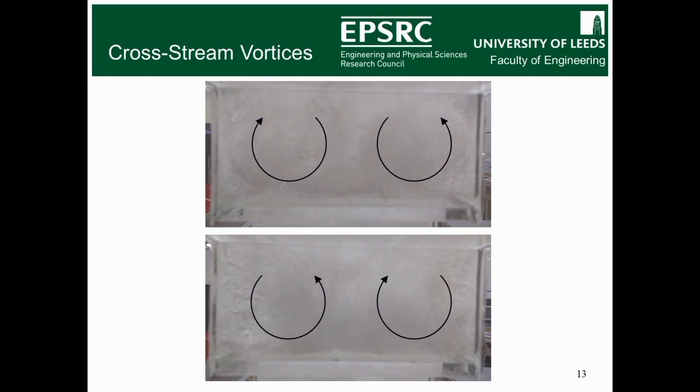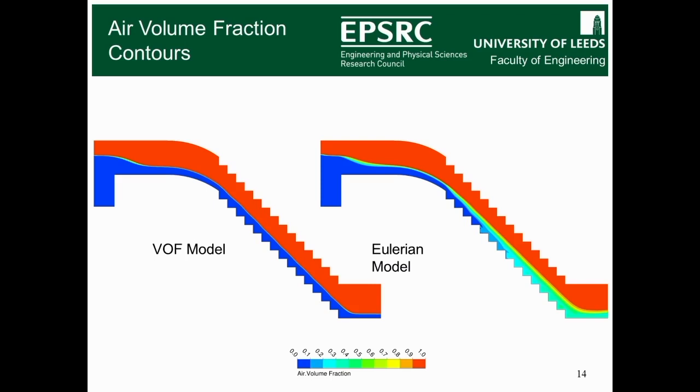So one step will look like the top photograph, where the cross-stream vortices impinge on the horizontal step face at the center line of the spillway. But then the next step will look like the bottom photograph, where they impinge on the horizontal step face at the wall. So this is quite interesting, but it wasn't expected, and it's a bit unusual. Again, here are some air volume fraction contours for this spillway, and we see the same thing where the VOF model doesn't predict air entrainment, whereas the Eulerian model does, but again, it predicts the inception point slightly too far upstream.